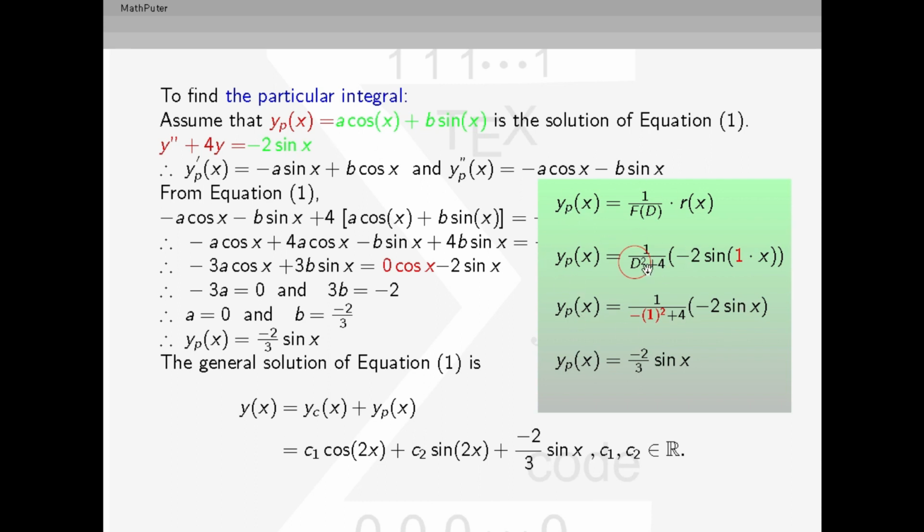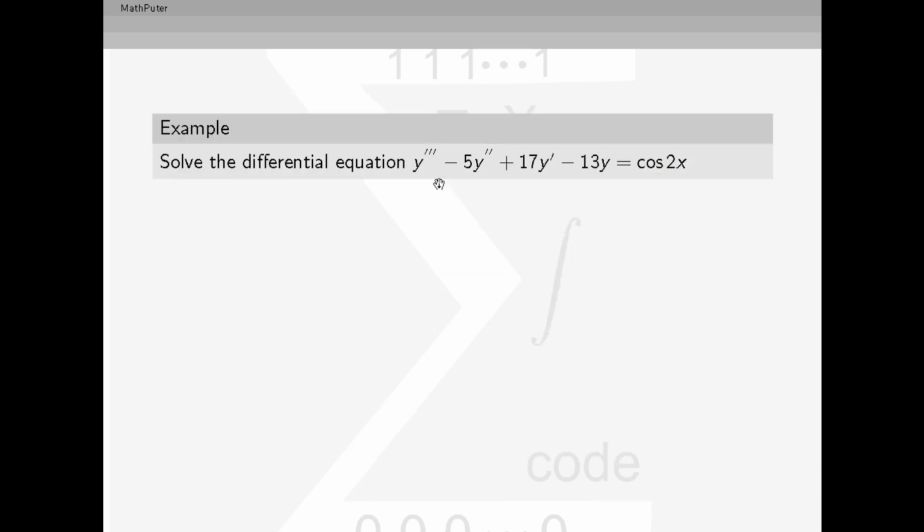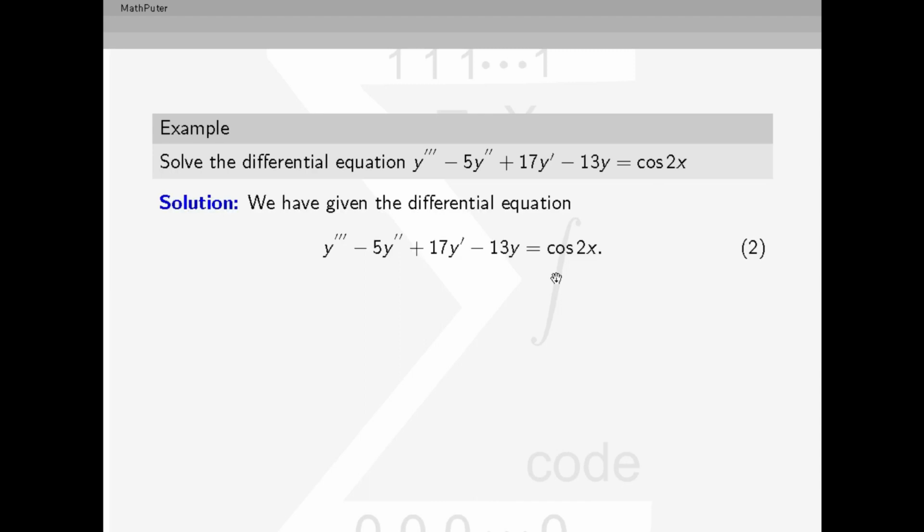Now let us go for the next example. Third derivative of y minus 5 into second derivative of y plus 17 into first derivative of y minus 13y is equal to cos 2x. To solve this differential equation, so this is equation number 2, what we do, we represent the equation in terms of D, which is D cube y minus 5D square y plus 17Dy minus 13y is equal to cos 2x.